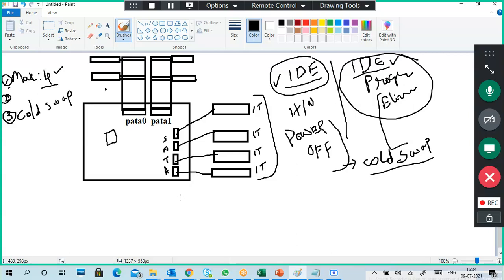So you don't need to power off the PC to connect your pen drive or external hard disk, and no need to power off the PC to remove the external hard disk, USB hard disk or a pen drive, right? So that we call hot swappable.